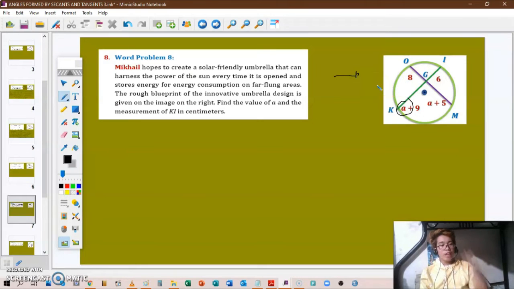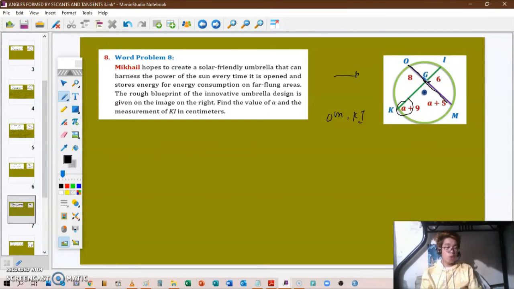Okay, so what we have here, guys, we don't have secants. Again, secants are lines that go beyond the circle. Okay, so they go outside of the circle. What we have here, guys, are not secants, but chords. Okay, so chords only stay within the circle, within the circumference. So we have here two chords, OM and KI. Okay, and we know that the value of OM is 8 plus A plus 5, and KI is A plus 9 plus 6, and they intersect at point G.